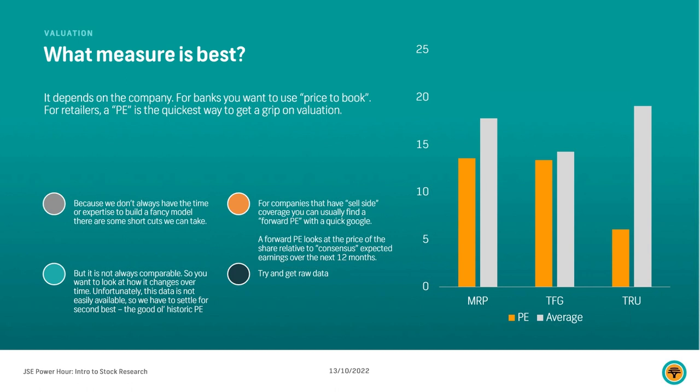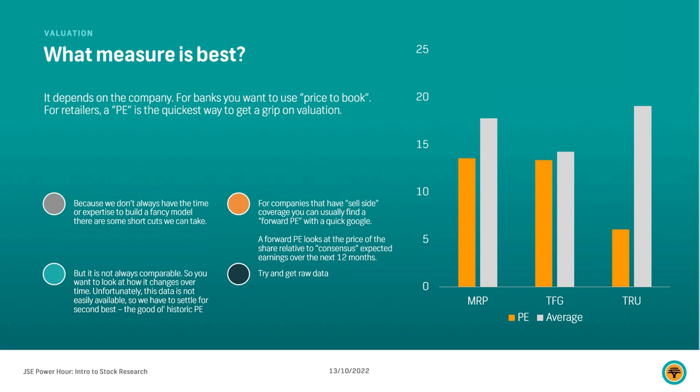Then you can also look at it relative to itself. So try and find raw data for PEs over time and see what the average PE has been. So what we have here is the average PE over the last 5 years. And you can see that Mr. Price, even though its growth prospects don't look much poorer than the last 5 years, if you consider that we went through COVID, it's trading at a discount to where it usually trades. It usually trades at around a 17.5 times historic PE. It's trading at around 14.5 times. The Foschini Group, slightly cheaper than history, but not a big difference. So it probably doesn't look that attractive if you consider it from that perspective.